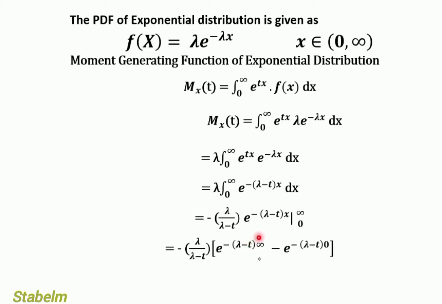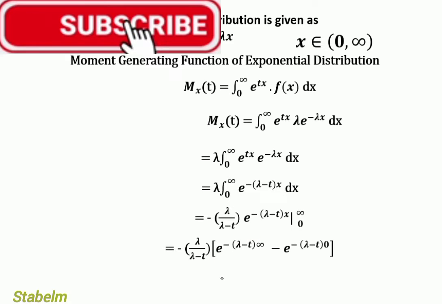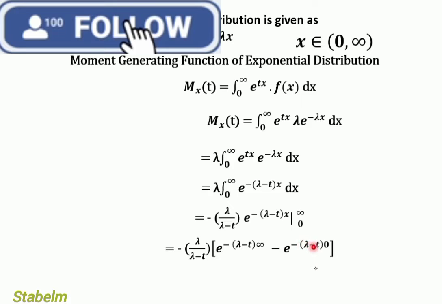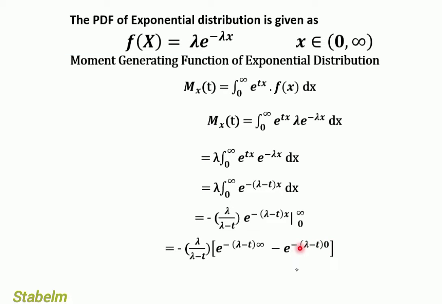The whole of this is going to be 0 because of this infinity, and if the whole of this is equal to 0, what will be left is minus exponential raised to power minus lambda minus t. Now, 0 multiplied by this will also give us 0, and any value raised to power 0 will definitely give us 1. So this is 0 here, and here we're going to have a minus 1.